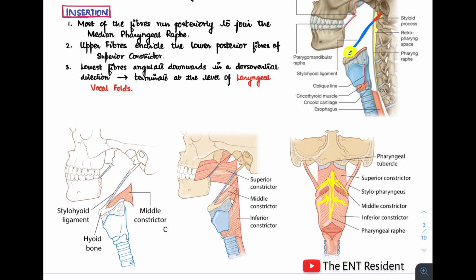So basically what happens, the three constrictor muscles, they lie like a sheet covering the sides and the posterior most part of the pharynx, but they are also overlapping each other. Like the middle constrictor overlaps the lower part of the superior constrictor, the inferior constrictor overlaps the lower part of the middle constrictor. Next, the lowest fibers, they angulate downwards in a dorsoventral direction, and similar to superior constrictor, they also terminate at the level of the laryngeal vocal folds.